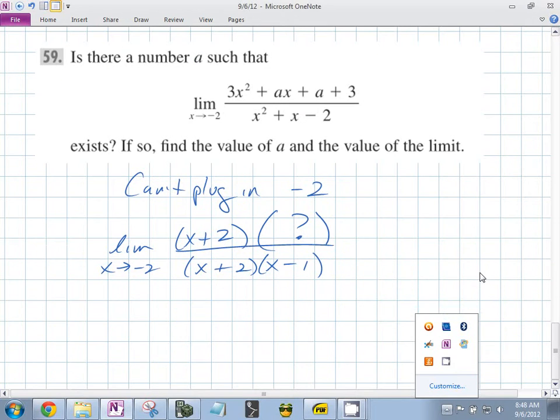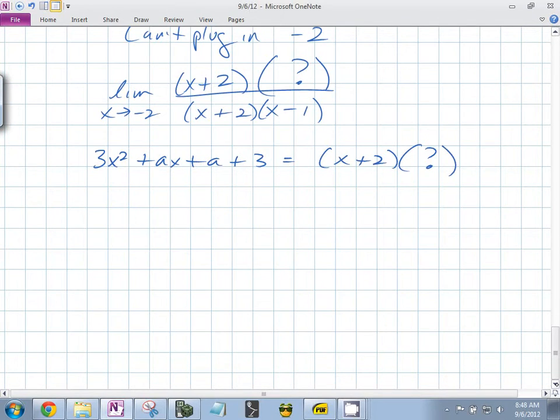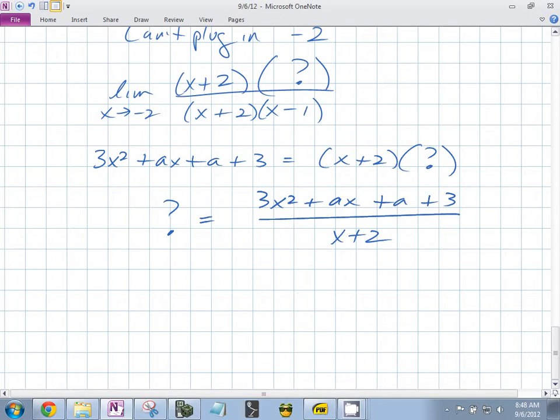So here's the thing. We now want to solve this equation. 3x squared plus ax plus a plus 3 has to equal x plus 2 times something, right? Now if you want to isolate the question mark, what do you divide both sides by? So the question mark is equal to 3x squared plus ax plus a plus 3 all over x plus 2. How do you go about simplifying that? You want to factor the numerator, that's correct, but how are you going to go about doing that? You've done this before. I'll start typing it slowly. Yeah, they call it long division. We can just call it polynomial division.